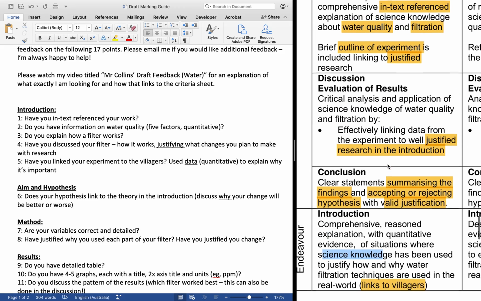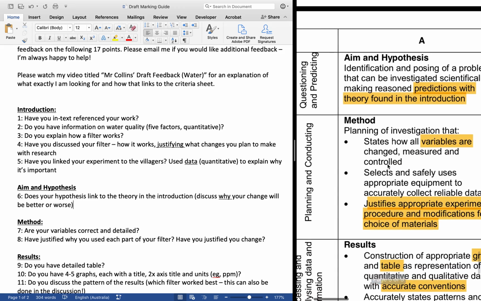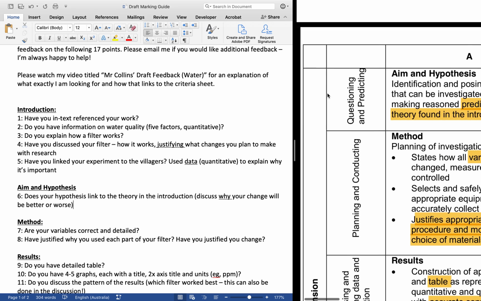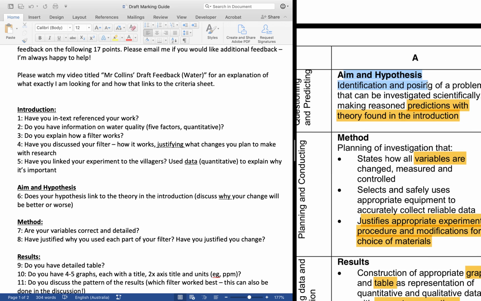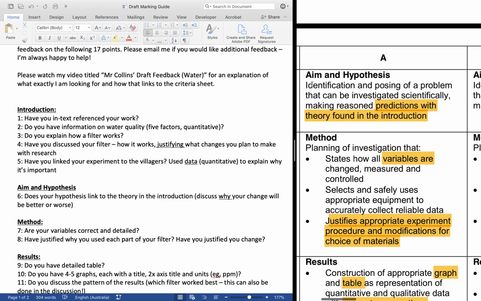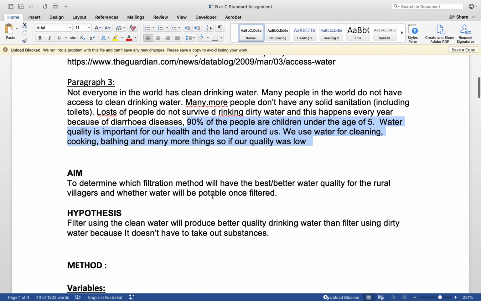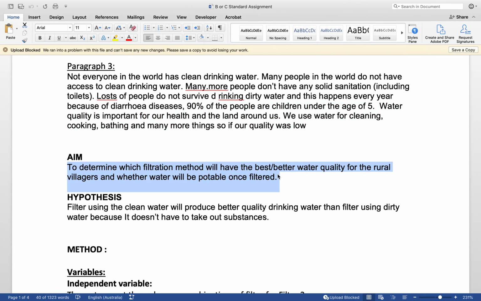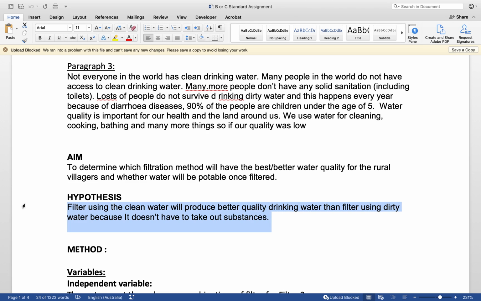Now, I'm going to have to skip down to the second section of the criteria sheet. If you want to get an A for this section here, aim and hypothesis, you need to be making a prediction with theory found in the introduction. Let's look at the B or a C student. I don't really need to worry about your aim. We've already given you that aim. But the hypothesis is, they've said filter using clean water will produce better quality drinking water than using dirty water because it doesn't take out substances. That's a little unclear. I'm not sure what they mean there.